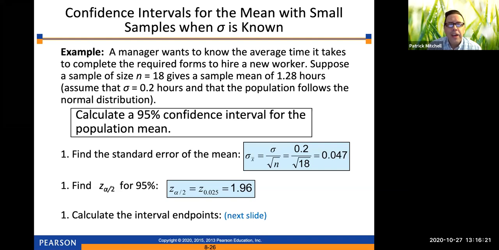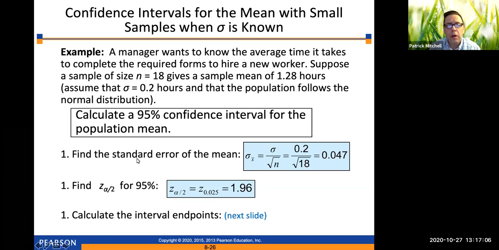So for example, if a manager wanted to know the average time it takes to complete the required forms to hire a new worker, suppose a sample of size n equals 18 gives a sample mean of 1.28 hours, and we're assuming that sigma is 0.2 hours and that the population follows the normal distribution. And we want to calculate a 95% confidence interval for the population mean. All right, so first of all, we can use the methods of this section because even though we have small samples, we are told that the original population is normal.